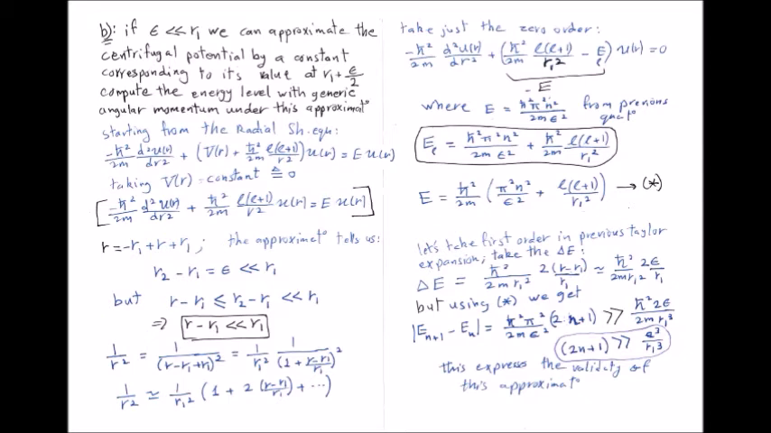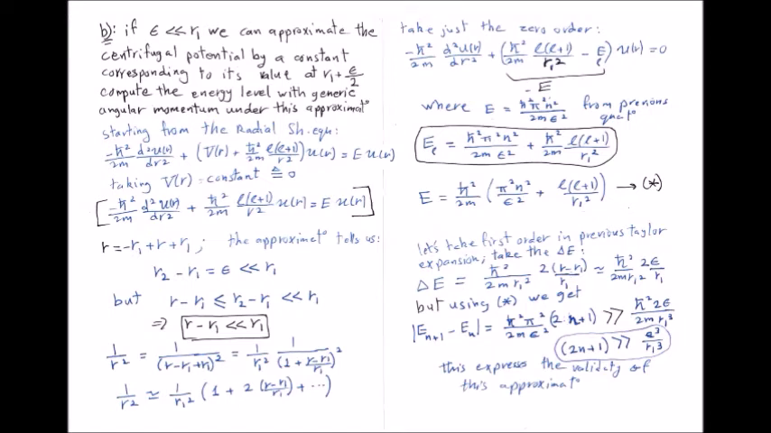Now I can use something. 1 over r squared is equal to 1 over (r minus r1 plus r1) squared. I can take r1 outside of the bracket. So 1 over r1 squared multiplied by 1 over (1 plus (r minus r1) over r1) squared. So 1 over r squared is 1 over r1 squared multiplied by a Taylor expansion. By taking just the zero order, I can consider 1 over r squared approximately equal to 1 over r1 squared.